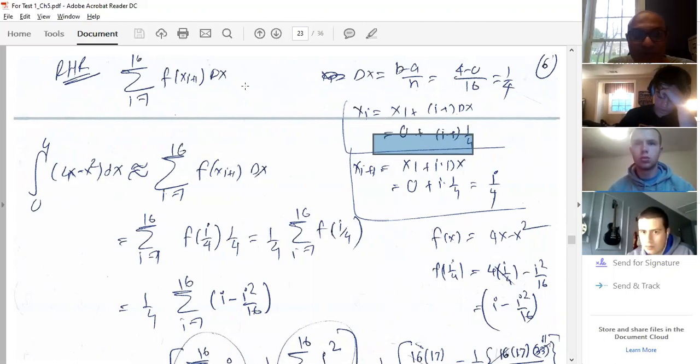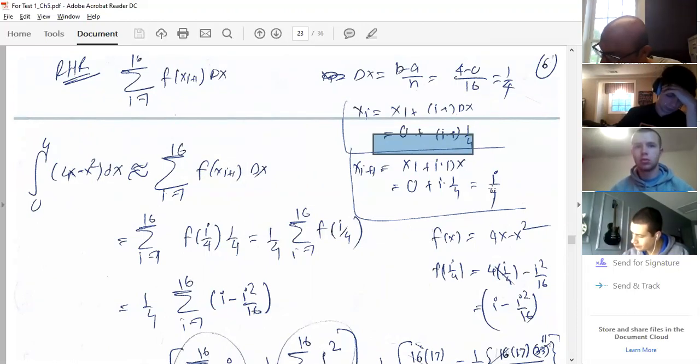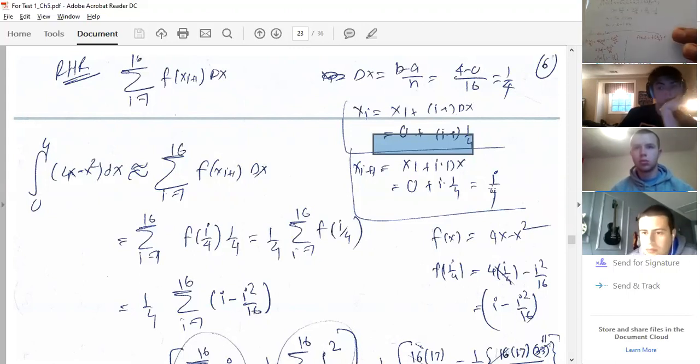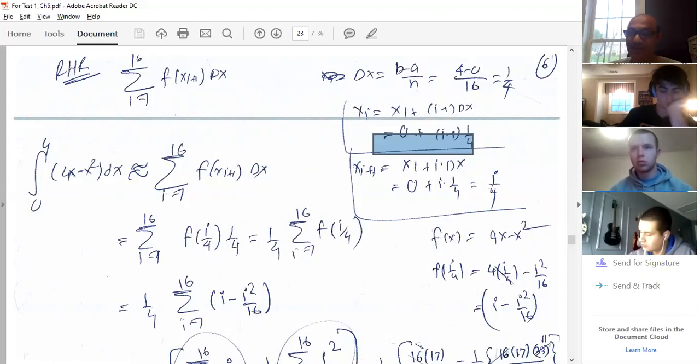But for the right hand rule, I want f of x_{i+1}. So let me go for now with f of x_{i+1}. f of x_{i+1} is i/4, so f of i/4. That means, look here, in this function x is replaced by simply i/4. So my work is now way less than the previous work with the left hand rule.